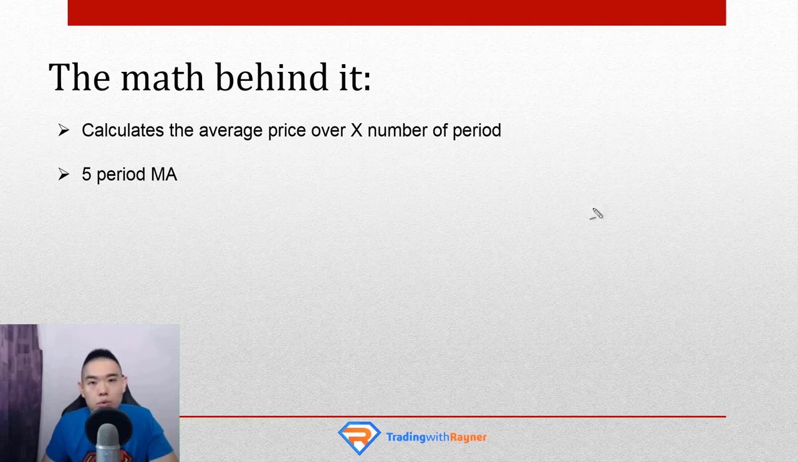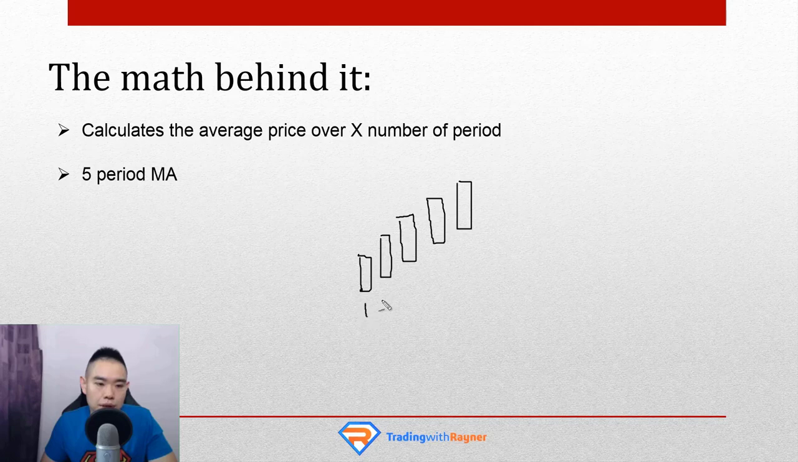So let's say you're looking at the chart and you have bars like this. This is the first candle, this is the second candle, this is the third candle, this is the fourth, and let's say this is the fifth. 5 candles on your chart. And let's say the closing price of these 5 bars is $1, $2, $3, $4, and then $5. So the first candle means the price closed at $1. Second candle means the price closed at $2. This one closed at $3, this candle closed at $4, and this candle closed at $5.